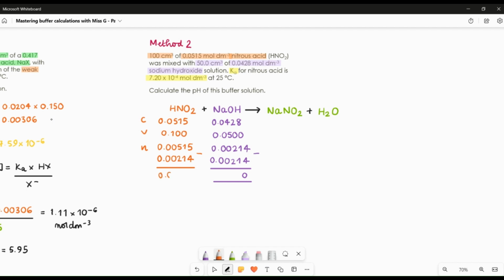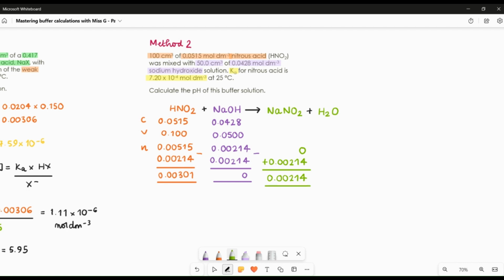Which is 0.00301. And then in terms of how much salt is made, again, the amount of salt made is also in a 1-to-1 ratio with the moles of weak acid and the moles of the sodium hydroxide. So that means we are going to make 0.00214 moles of salt. And we had no salt at the beginning because that's one of the products of the reaction. So that means that at the end, we're going to have 0.00214 moles of my salt.